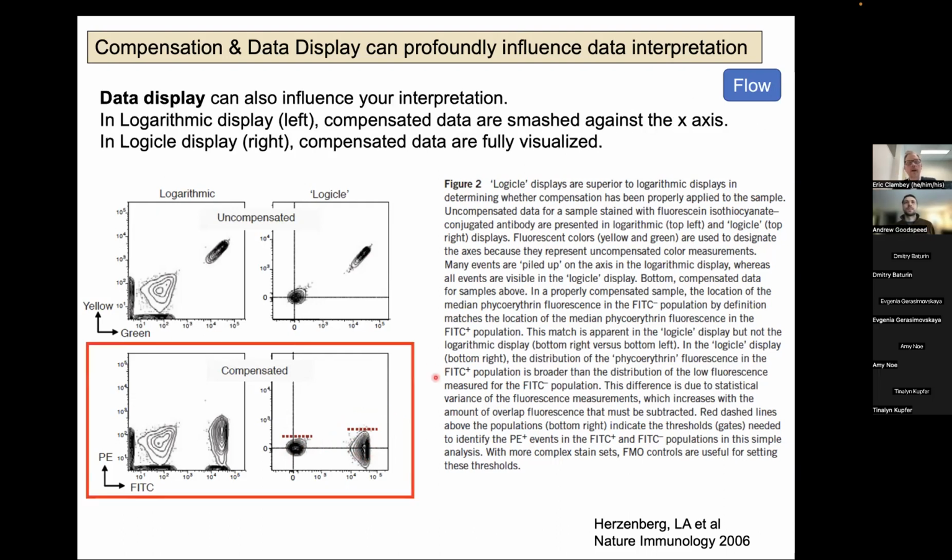I also would like to point out that how you visualize your data can profoundly influence your interpretation. So this is a log 10 plot, but you can see many of these events are buried on the axis. And if you use instead something like a bi-exponential plot, which allows you to deal with both logarithmic values as well as compressed values around 0, that can also allow you to better visualize your data.